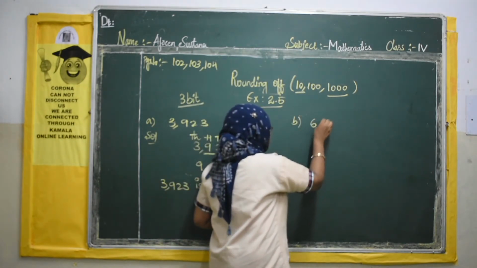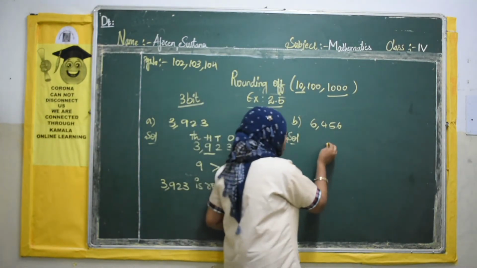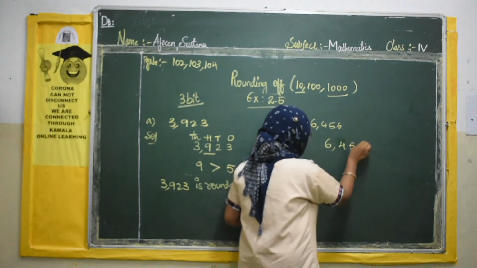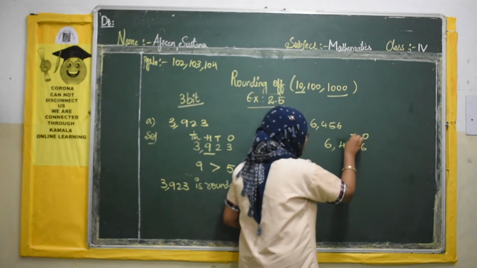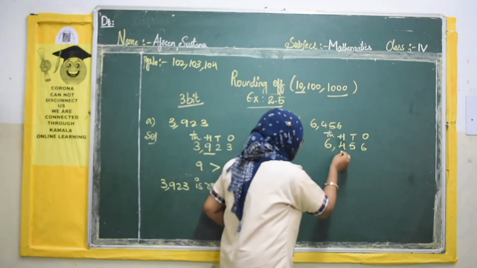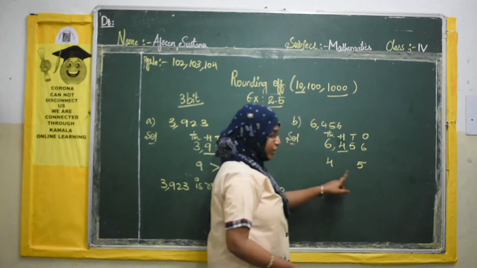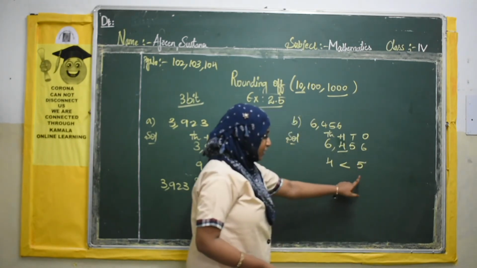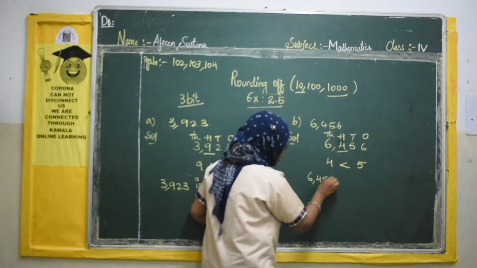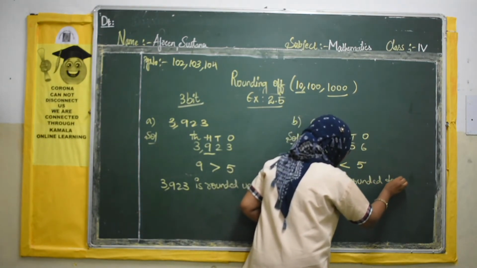Now the last, second one is 6456. Again what will we do? We will write the given number. We will place the place values: ones, tens, hundreds, thousands. Again we are doing nearest to thousands, so we will consider the digit at hundreds place, 4. We will compare it with 5. Now 4 is less than 5. Less than 5 means it is rounded down. So 6456 is rounded down.